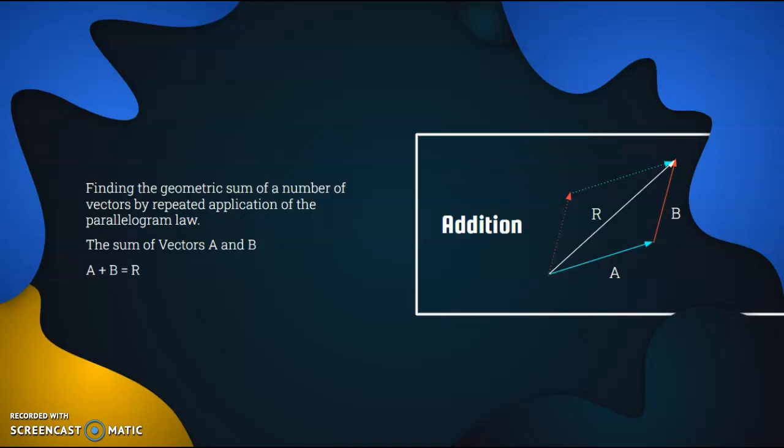So for addition, the graphical method of adding vectors a and b, for example, it could be anything, c and d, involves drawing vectors on a graph and adding them using the head-to-tail method. The resultant vector r is defined such that a plus b is equivalent to r. The magnitude and direction of r are then determined using ruler and protractor, respectively.